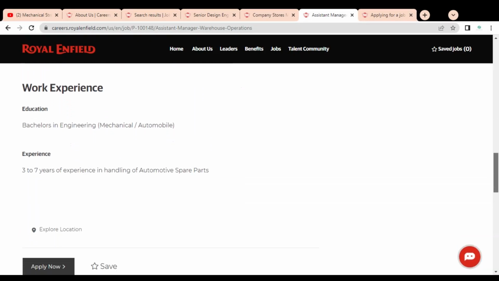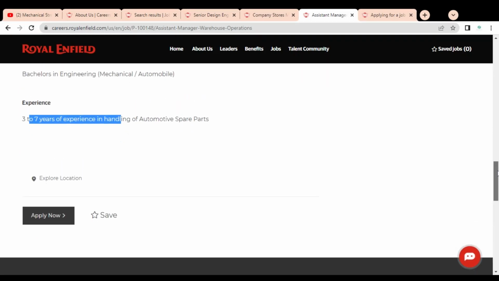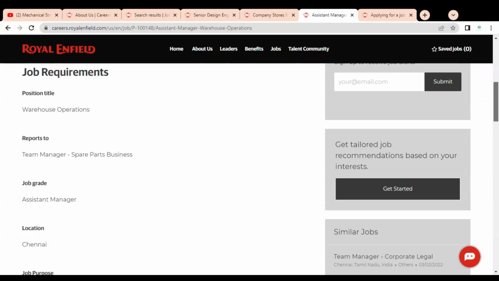These are the responsibilities given. Then you can see a bachelor's of engineering in mechanical and automobile is required, and 3 to 7 years of experience is required. So friend, please read the job description very attentively so that you can apply for the right job opportunity. So let's check how you can apply.